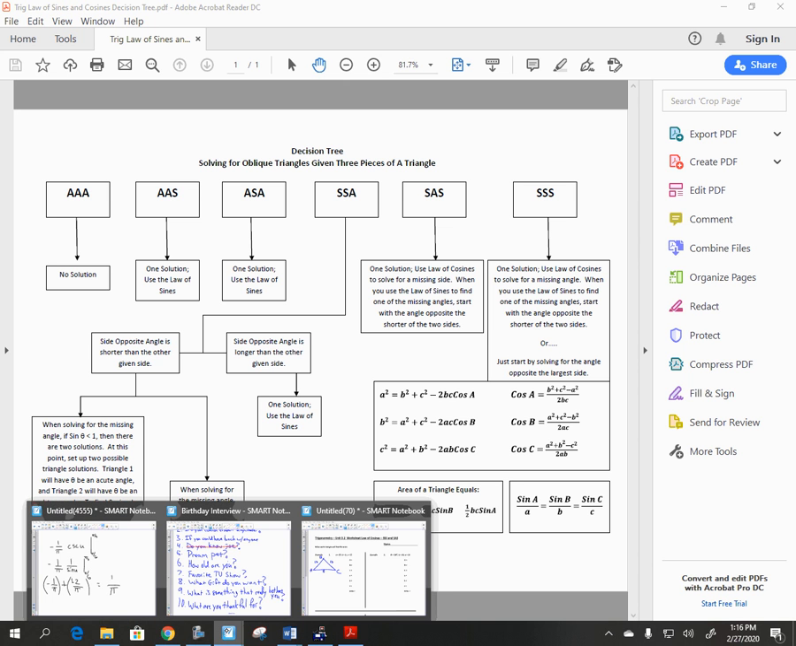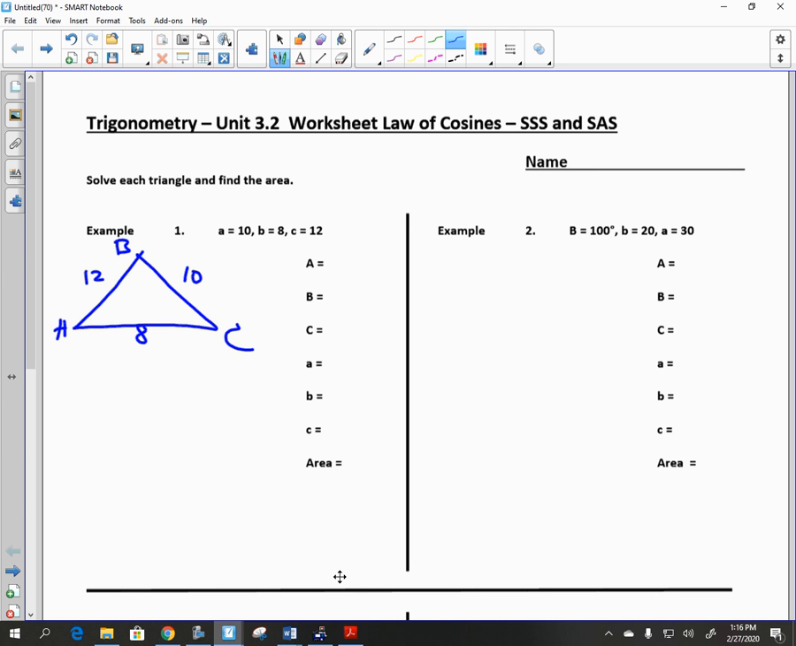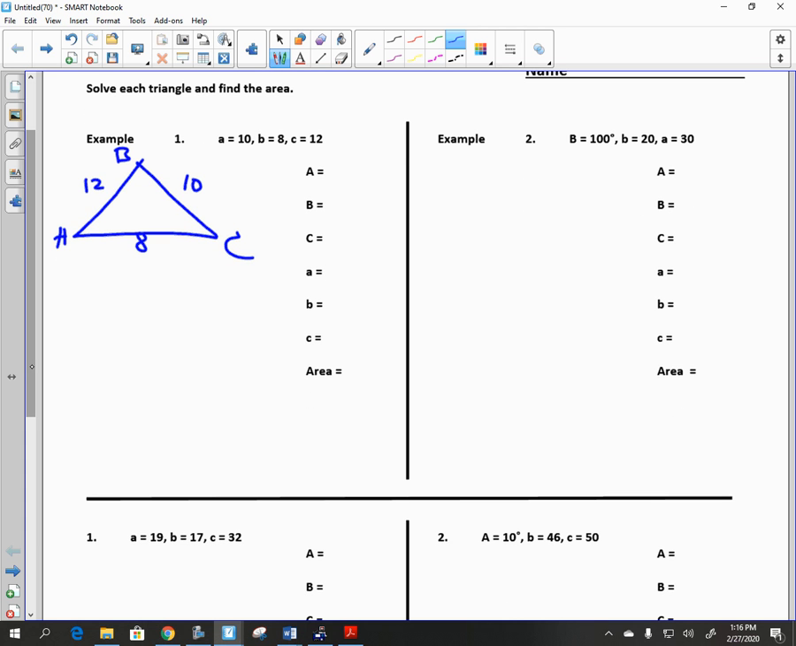So I want to look at the triangle. You tell me, I solve for the angle opposite the largest side. So which angle do I solve for? C. And so therefore, my equation that I use is c squared equals a squared plus b squared minus 2ab cosine of C. What's different about this is... exactly. So let's see how that works.